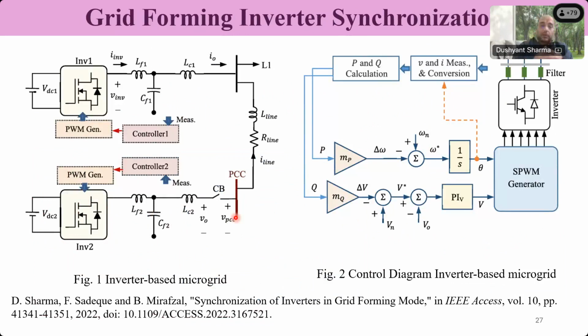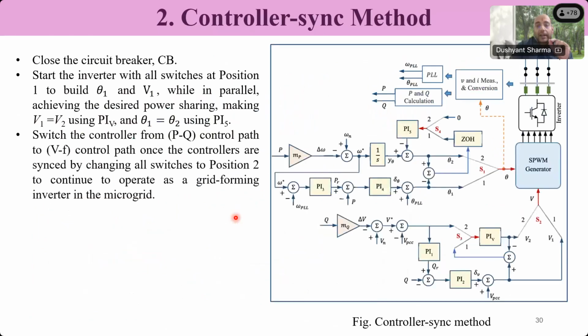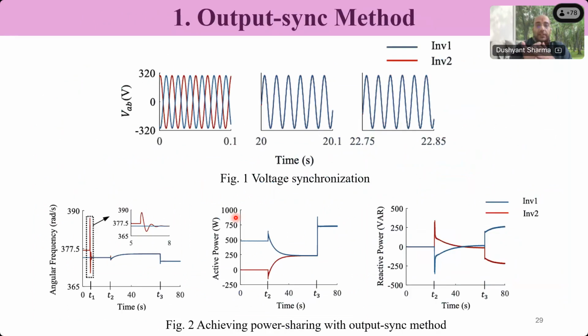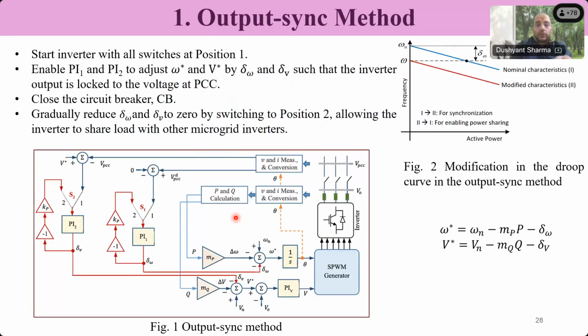In the background, the grid forming controller is also running, but it is not used, but it is kept running. And we try to match the two controller outputs. So at the instant when the two controllers become the same, then we switch the controller from grid following to grid forming. So this is called controller sync match. So there can be two approaches. Either you first start in a grid following mode and shift to grid forming when the controllers are synchronized. Or as in the previous case, you start in grid forming mode only, you synchronize the voltage, connect the circuit breaker, and then shift the characteristics.